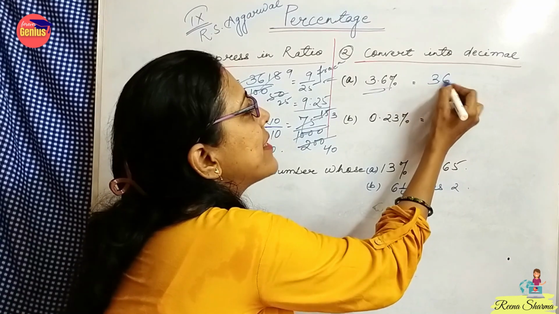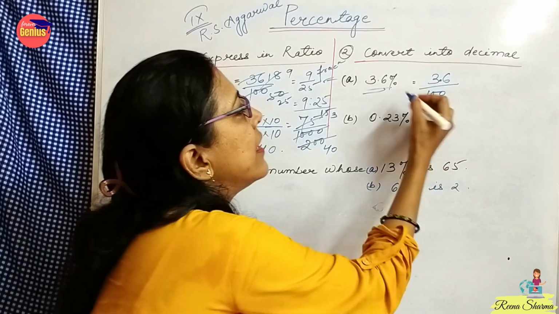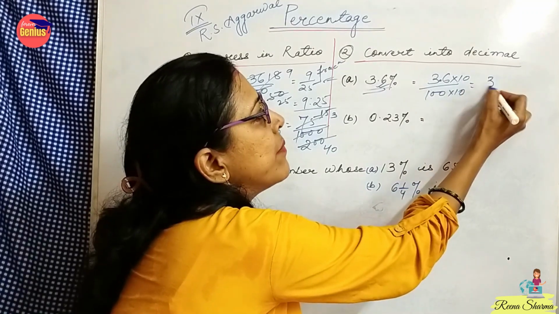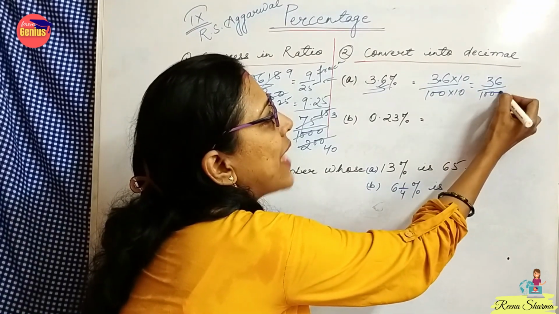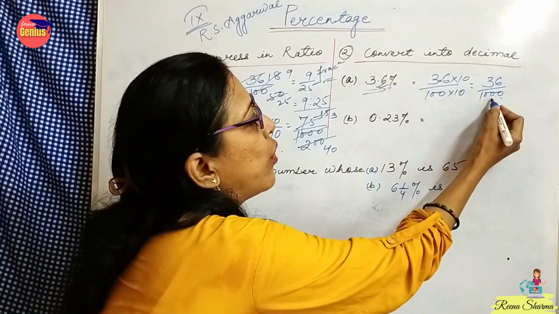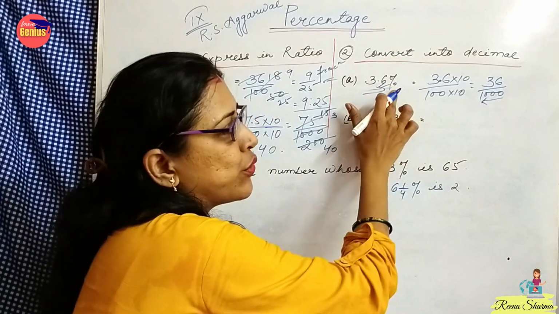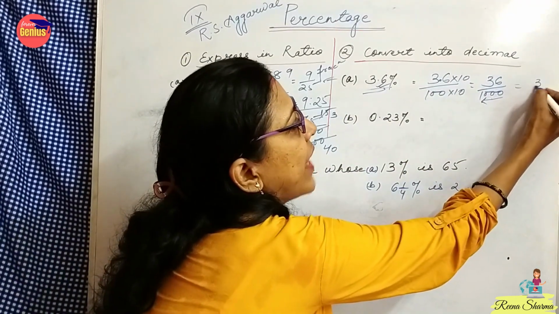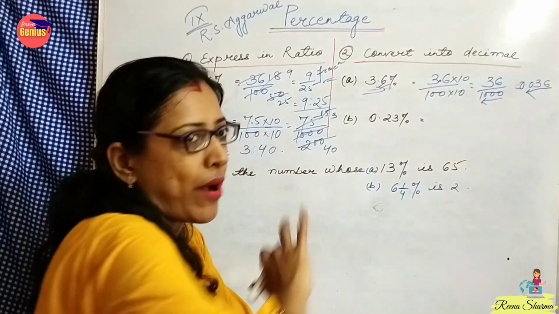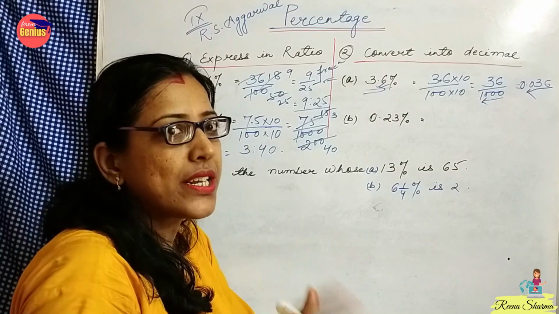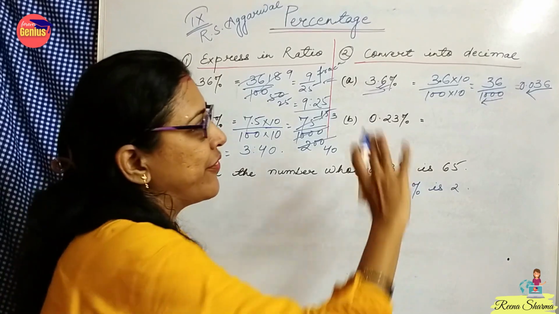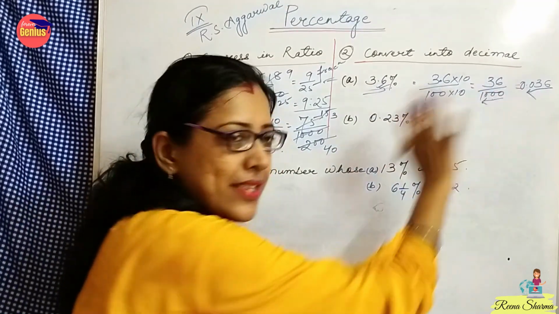So 3.6 by 100, we know that here is 1 digit, so multiply by 10 in numerator and denominator. Now this is coming as 36 by 1000. Now see, 1, 2, 3 digits are there. If I want to convert this percentage into decimal, I will just count 3 digits and give a point. So the answer is 0.036. Don't write the percentage sign here, then it will be wrong. We have converted this percentage into decimal.